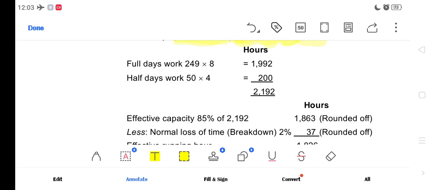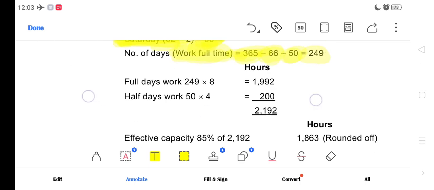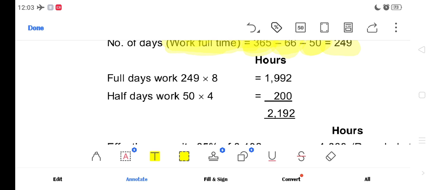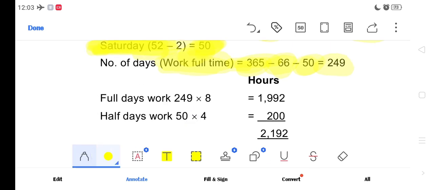Here is what he says, so just let me zoom in. Yes, okay, so we got 249 full days, no? Now we are going to calculate the effective hours and total hours. Any worker is going to work how many hours? Okay, the total hours we are going to calculate now.